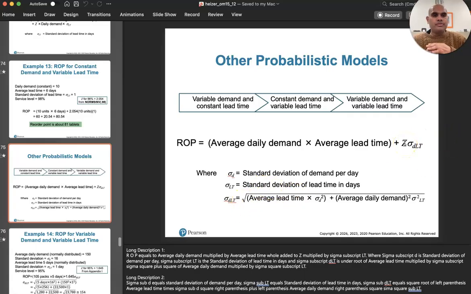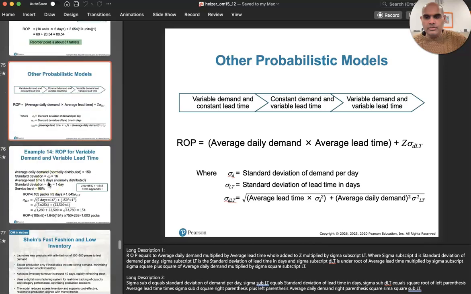The z value is based purely on your service level. You set it at 90%, it'll be something. You set it at 95%, it'll be something. So those numbers are fixed. They do not depend upon any of these things. It just depends upon your service level.